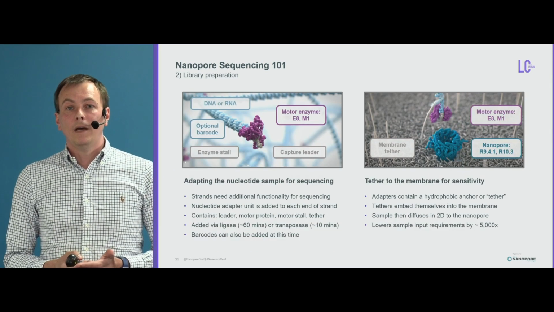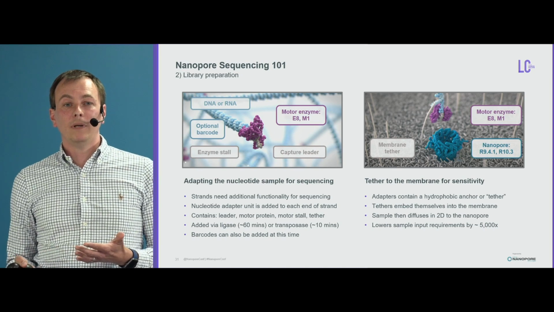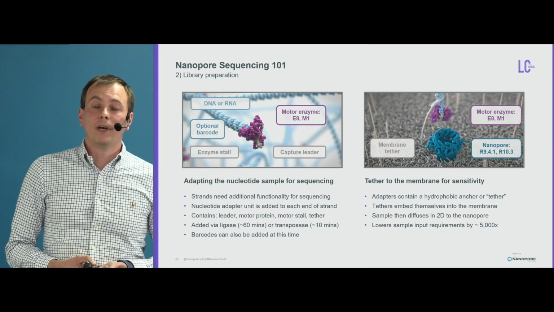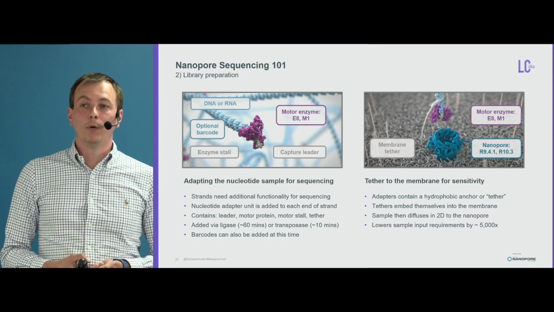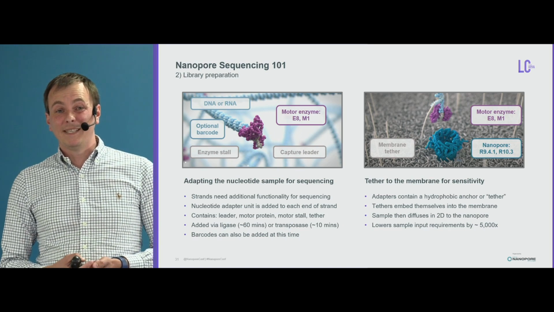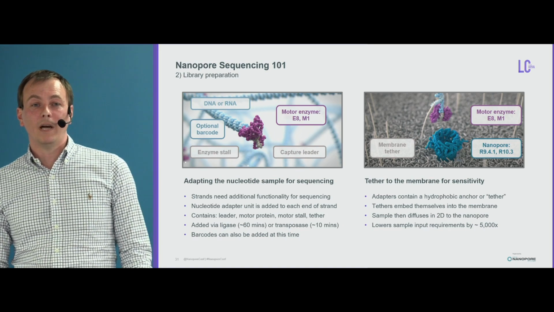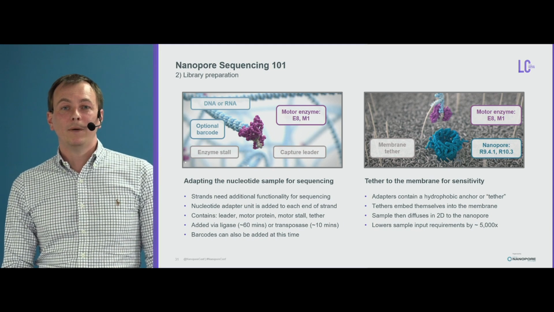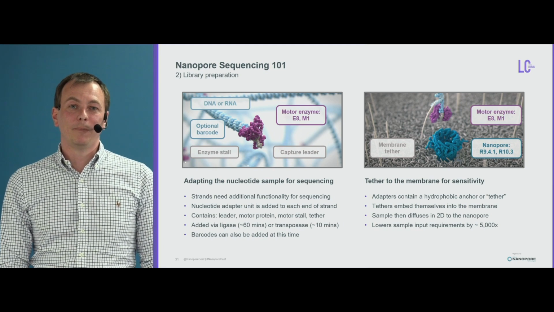So DNA as double strand will get blocked in the pore and will need to be ejected. Single-stranded DNA will thread through the pore at about 1 million bases a second, so that's far too fast for us to be able to sequence at the moment. So we have to slow it down, and to do that we use the motor protein.